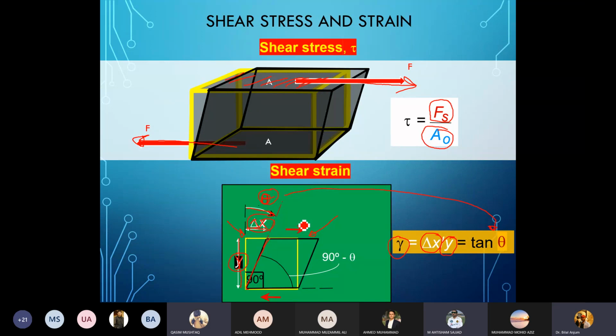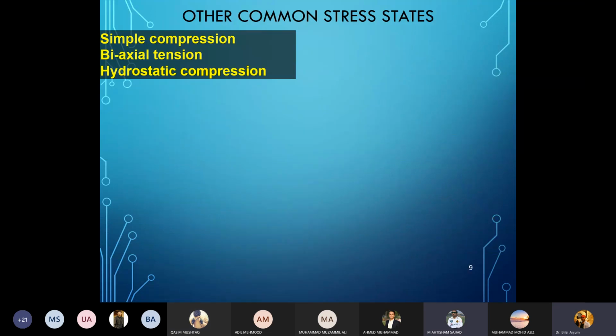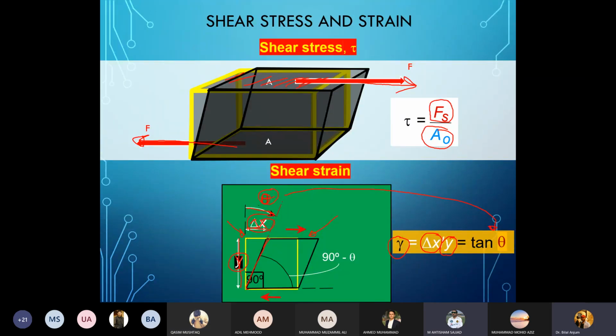Yes, sir. Isn't this tan theta essentially the slope? Obviously, it would be this slope. Again, if this slope is higher, it means the strain inside the material is higher, the deformation is higher. If it is lower, it means the deformation is lower. Again, it is indirectly representing deformation. Clear?